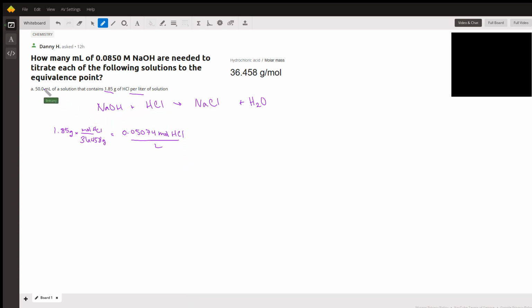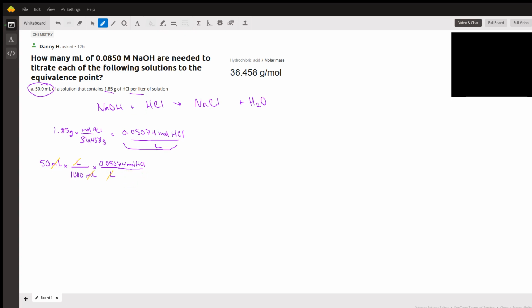So we are told that we have 50 milliliters of this solution, so we'll want to convert that into liters. So 50 milliliters, there are 1,000 milliliters per liter, and then we'll use this molarity that we just found. And so there are 0.05074 moles of HCl per liter of solution. And at this point, we can double check. We started off with 50 milliliters of the solution, converted it into liters, and now we've converted this into how many moles of HCl are present in that 50 milliliters.